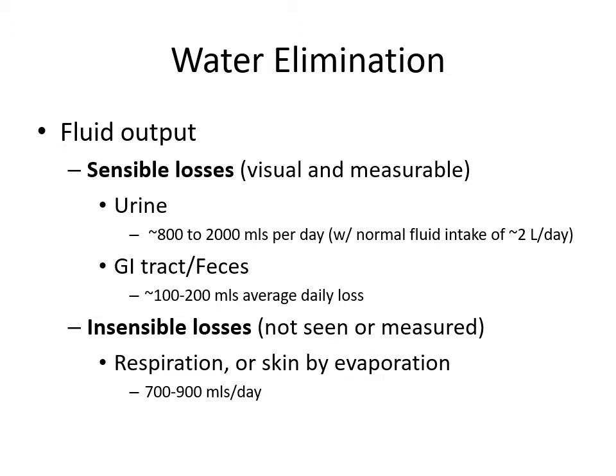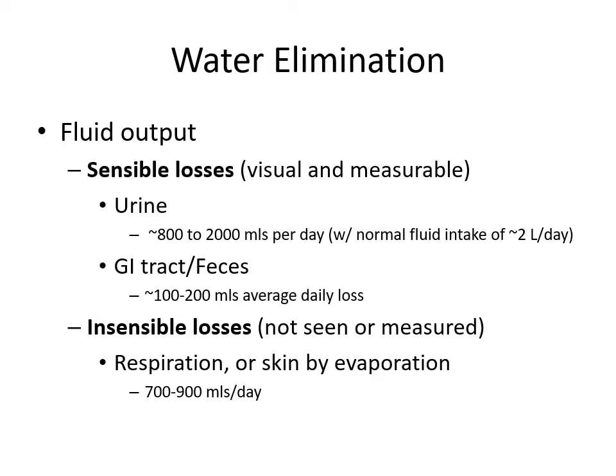Looking at water elimination, we have fluid output through sensible losses, which are visual and measurable. For example, urine, somewhere between approximately 800 to 2,000 milliliters per day, with normal fluid intake of about 2 liters. Obviously, if you drink more, you will urinate more. Looking at the GI tract and stooling, about 100 to 200 mils average daily loss. Again, this is not accounting for diarrhea, loose stools, etc.